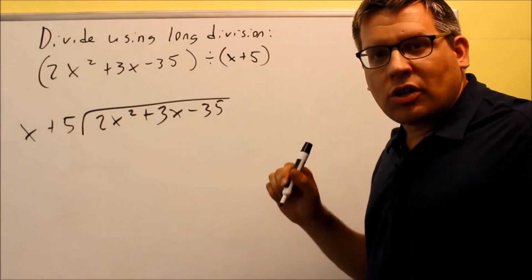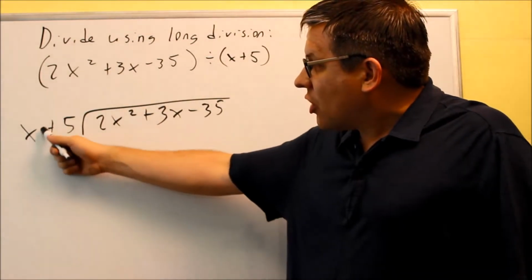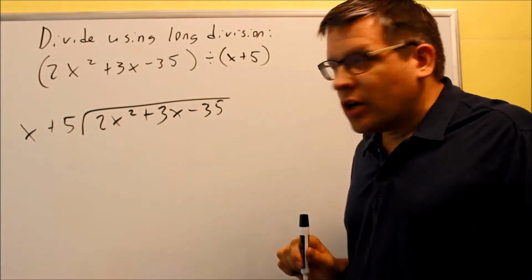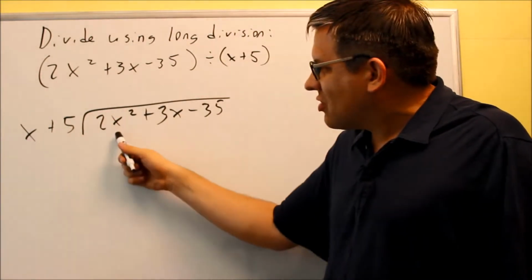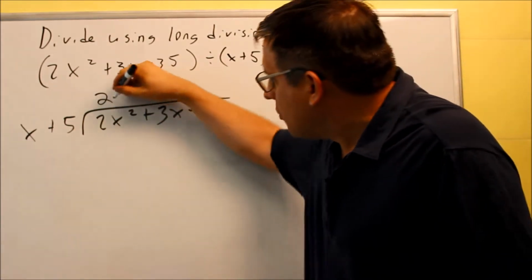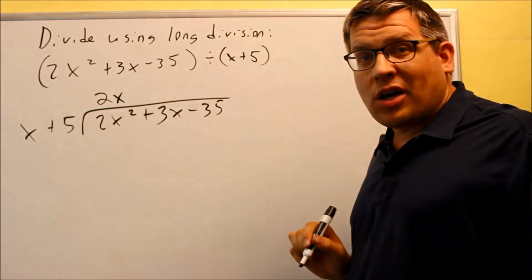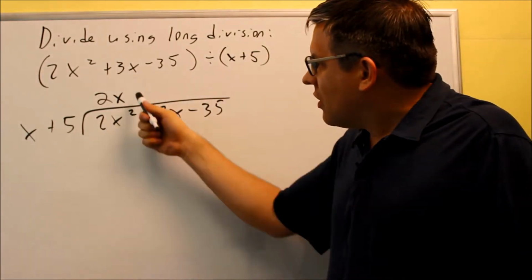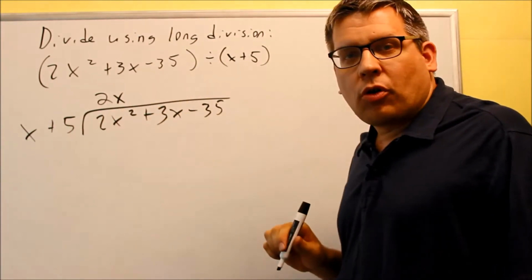What you do for long division is you want to ask yourself, what do I need to multiply x by in order to get 2x squared? So if I want to go from x to 2x squared, I would need to multiply the x by a 2, but I would also need to multiply by an x because you want to get 2x squared as a result, and you have 1 there, so you need 1 more x.